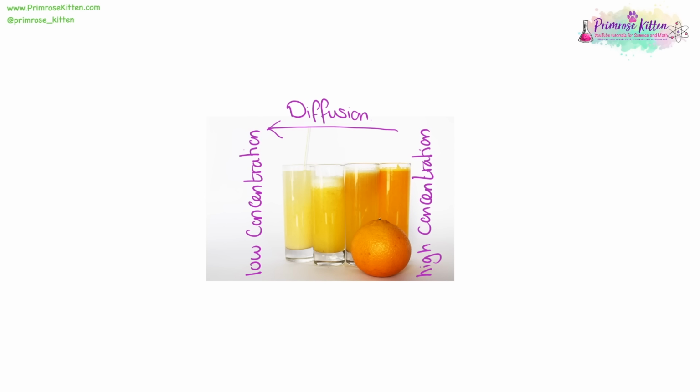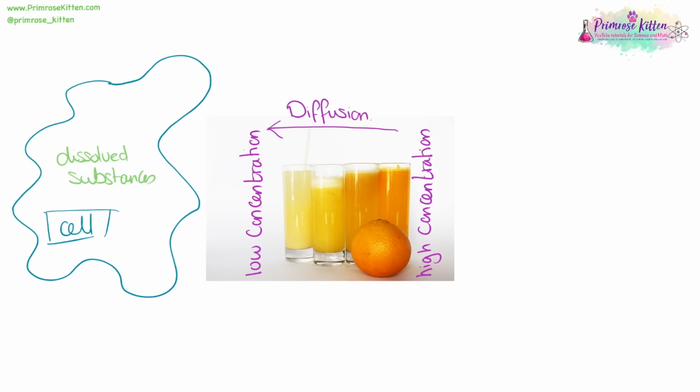When we're talking about diffusion, we are talking about things moving from a high concentration down the diffusion gradient to an area of low concentration. This could be things moving from an area inside a cell where they've been made to another area, or it could be things moving out of a cell.